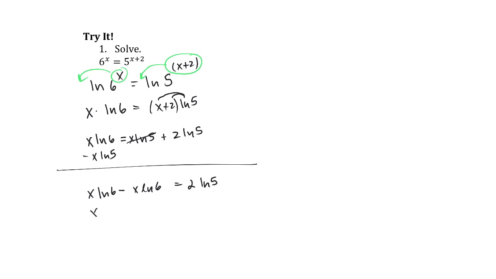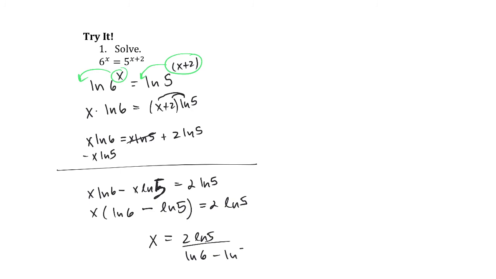Okay, and then we'll factor out our x. Oh, this should have been a 5. Sorry about that. That's a 5. Okay, and then divide both sides by ln 6 minus ln 5. So we get x is equal to 2 natural log of 5 divided by natural log of 6 minus natural log of 5.